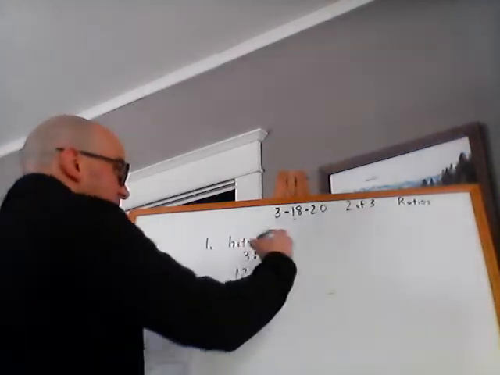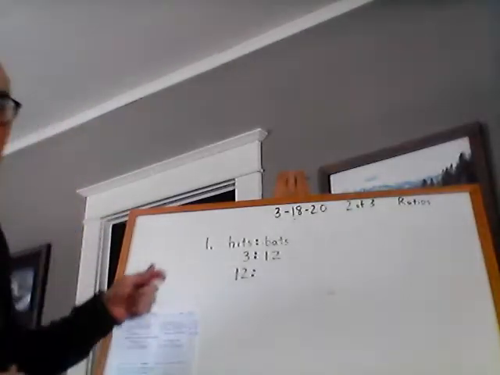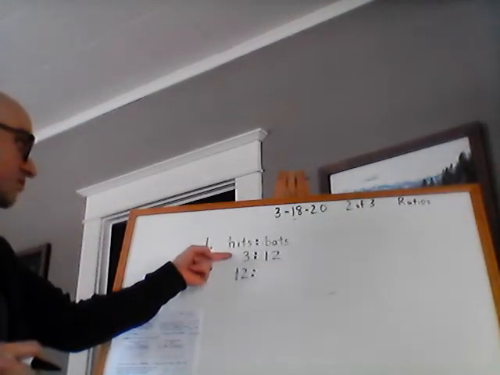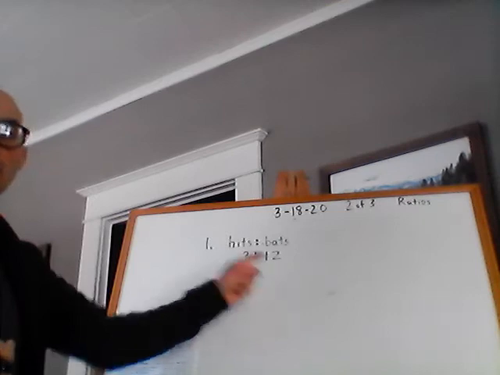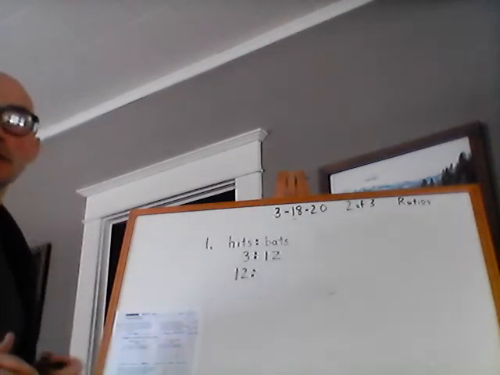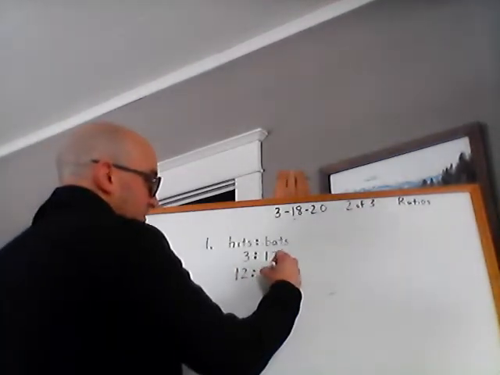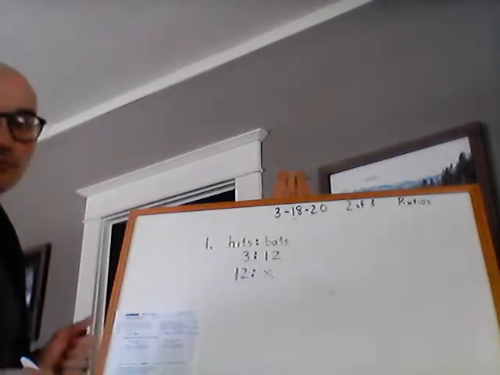And I realize I just made a mistake copying this down. Easy mistake for anybody to make. It says that Roger gets 3 hits every 12 times he's at bat. Now it's asking how many times at bat is he going to need to be before he gets to 12 hits. So we're going to represent that unknown number with the variable x.